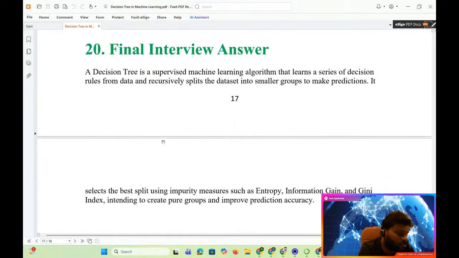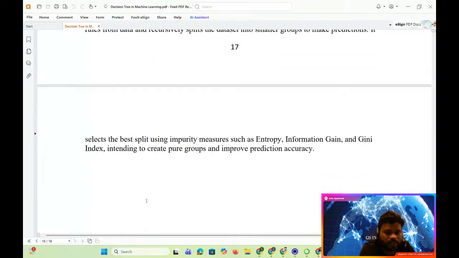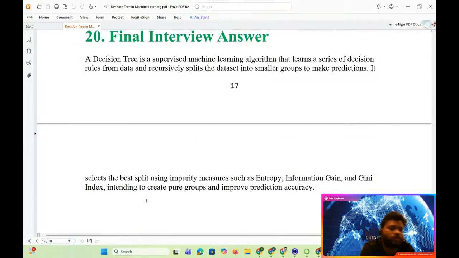So the final interview question is asked: a decision tree is a supervised machine learning algorithm that learns a series of decision rules from data and recursively splits the dataset into smaller groups to make predictions. So it selects the best split using impurity measures such as entropy, information gain, and Gini index, intending to create pure groups and improve prediction accuracy. So this is the overall brief introduction of the decision tree in machine learning.